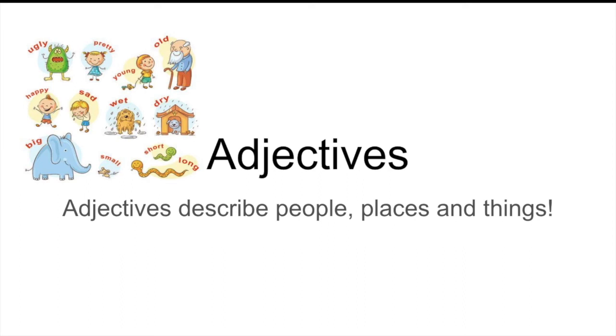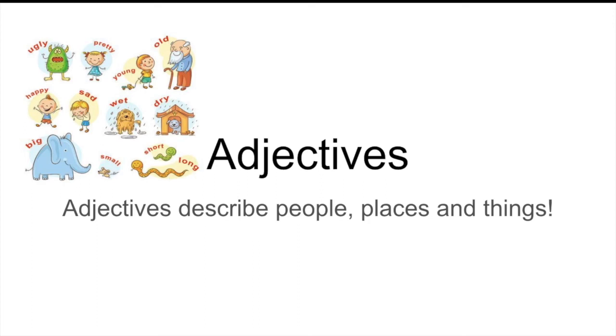Today, we're going to be learning a big word. The word of today is called adjective. Say adjective. Good. Now, adjectives describe people, places, and things. I put some examples here, but we're going to zoom in in a second. Some different words that could be an adjective you're trying to describe people, places, or things: ugly, pretty, young or old, happy, sad, wet, dry, big, small, short, and long. All of these words are used to describe people, places, and things.